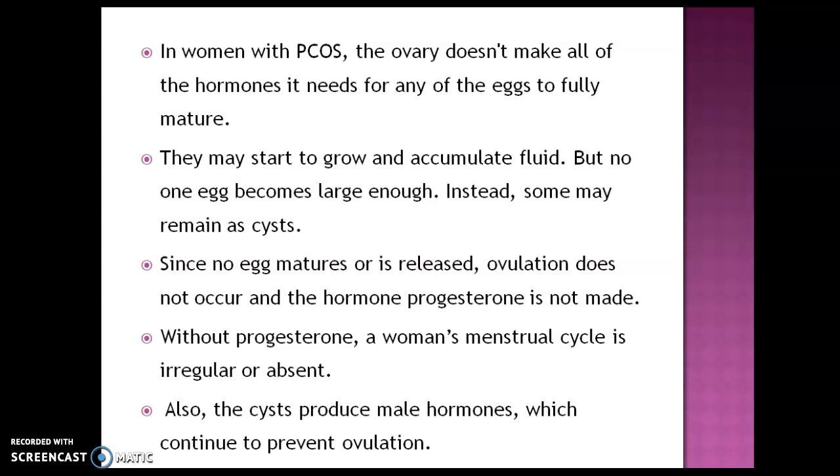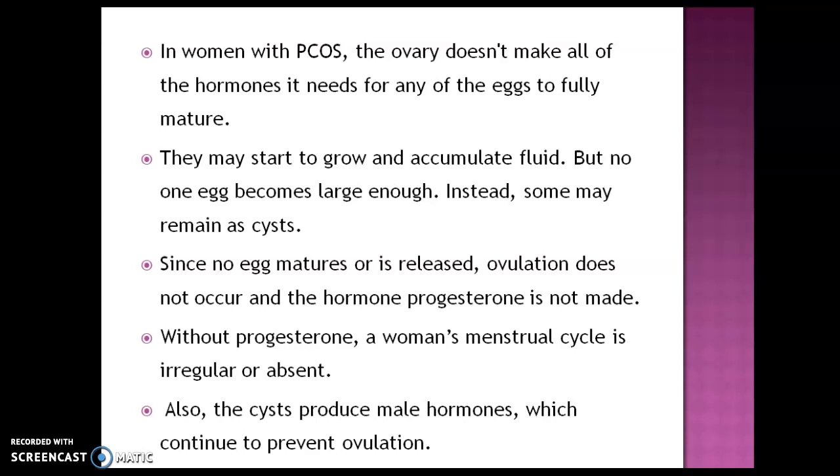So it is nothing but these many different eggs which start developing in the ovary, which are converted to cysts later on. Since no egg reaches maturity or is released, ovulation does not take place. And when ovulation is not taking place, we know that only once the egg is released will there be a release of progesterone from the Graafian follicle.